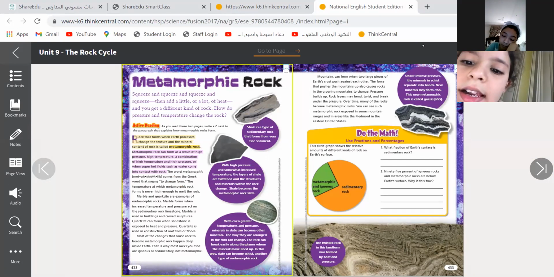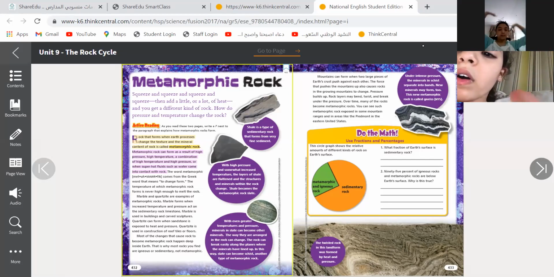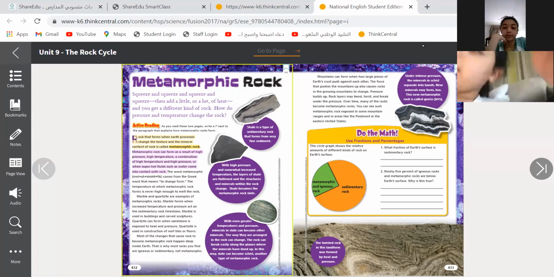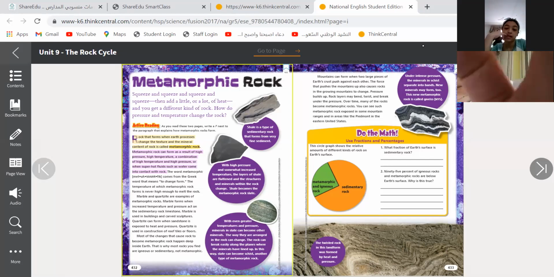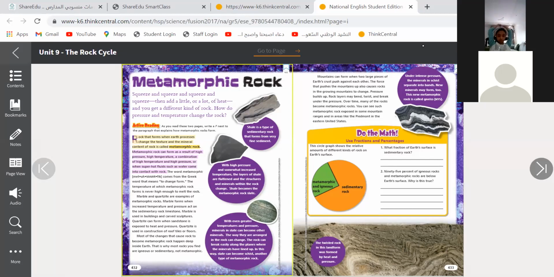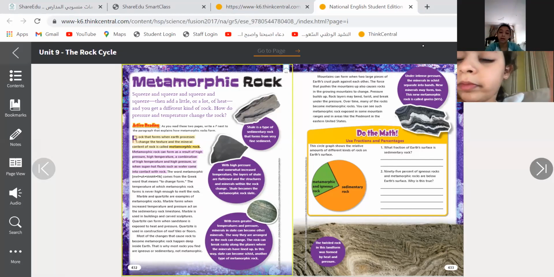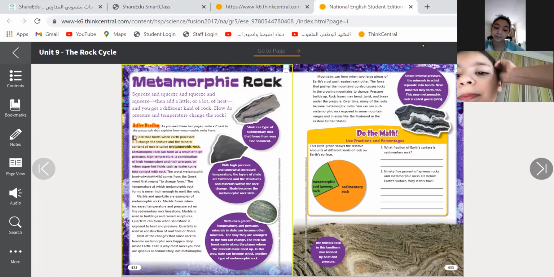What do you know about metamorphic, Yatala? The rock that forms, like the earth process when it changes the mineral and texture content of a rock, it's called a metamorphic rock. Thank you very much. So the word metamorphic, we said, is a Greek word that means to change form. If it's going to change form, then it means it is changing texture and the minerals that are inside, and we call it a metamorphic rock.